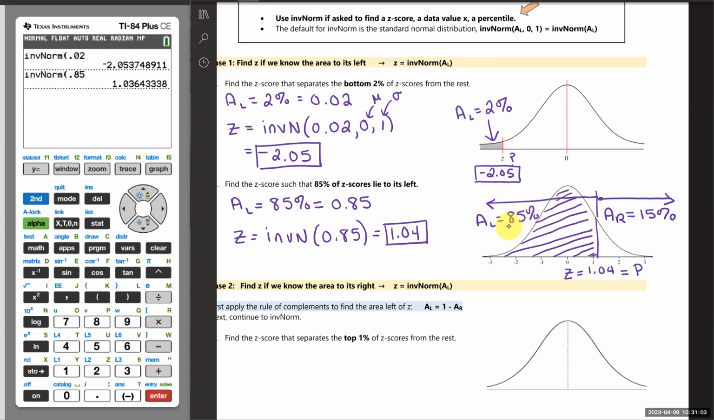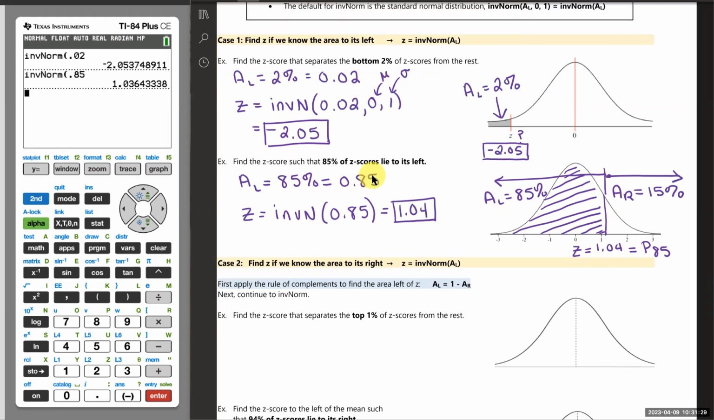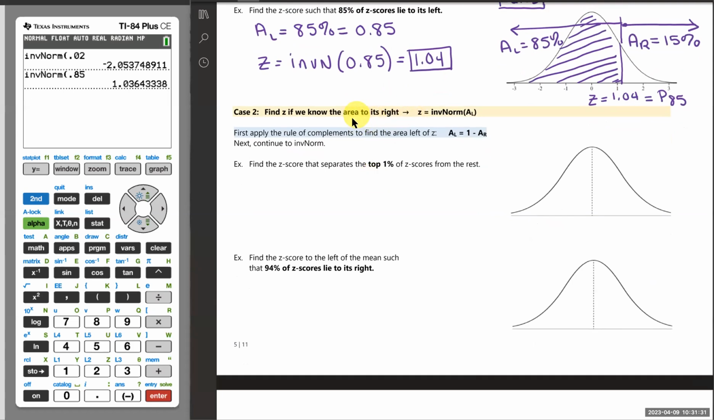So that's called the 85th percentile. And we'll review percentiles more, but we did those in chapter 3, and we'll see them a lot here as well. All right. There you go, case 1. So case 2, what if they don't give you the bottom percent? What if they don't give you the percentage to the left? What if instead you're looking for a z-score and they give you the area or percentage to its right?